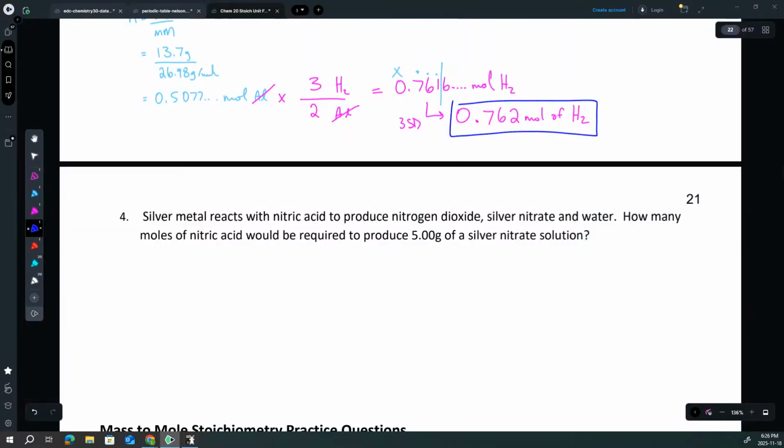All right, last example for this section here. Silver metal reacts with nitric acid to produce nitrogen dioxide, silver nitrate, and water. Okay, since this is a more complicated reaction, they're giving us more information about the reaction. How many moles of nitric acid would be required to produce 5 grams of a silver nitrate solution?